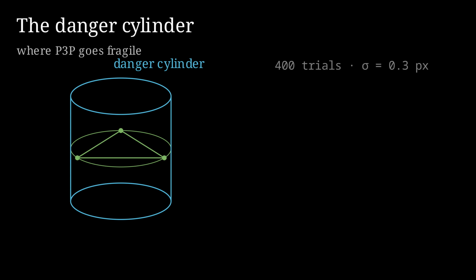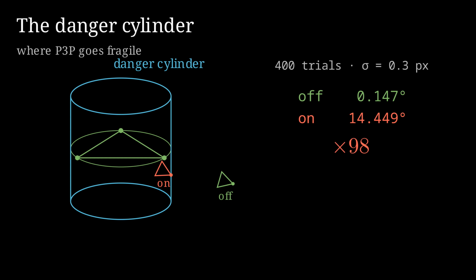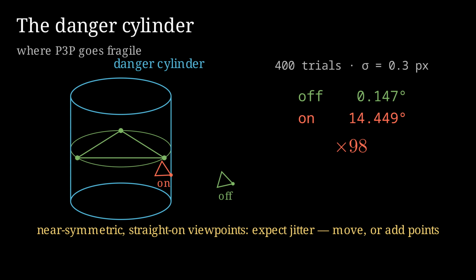Here's the experiment. Same triangle, same amount of noise, 1/3 of a pixel, 400 trials each. Camera off the cylinder, median rotation error 0.15 degrees. Camera on it, 14.5 degrees. Same solver, same noise, 98 times worse purely because of where the camera stood. Practical rule: with a marker flat in view and the camera hovering near that surface, near symmetric, straight-on viewpoints are the classic case. Expect pose jitter and either move or add points. Which is the real cure anyway.